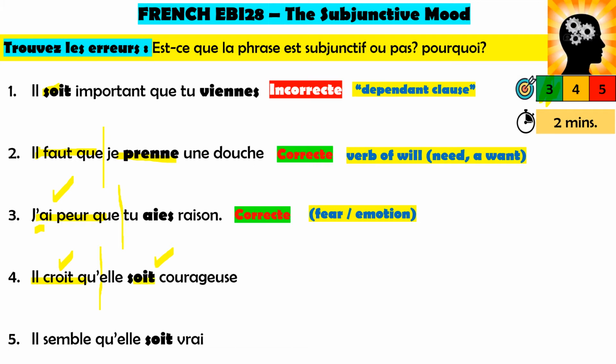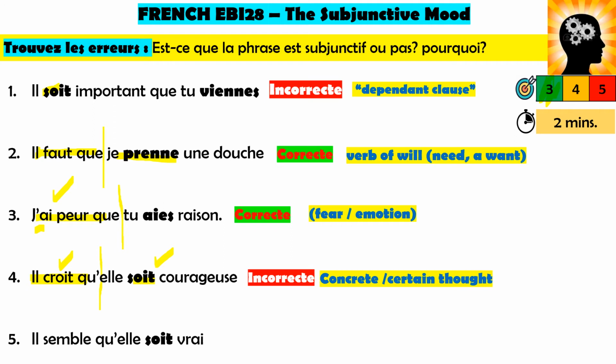What about the emotion? So in the main clause, we're saying he believes that she is brave. Is it a verb of will? He's not wanting that she's brave, so it's not that. Doubt or possibility? If you believe something, you don't doubt it, even if it's not true. People believe in God, but they believe in it. So I don't think that is a doubt or possibility. This one is incorrect. If you believe in something, it's concrete, it's certain. So it should be il croit qu'elle est courageuse, because he actually believes it. There's no doubt there, it's his belief.